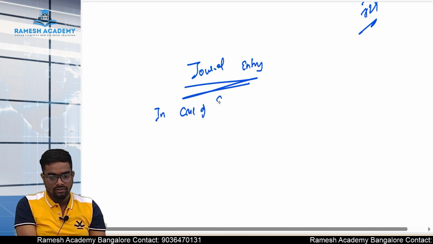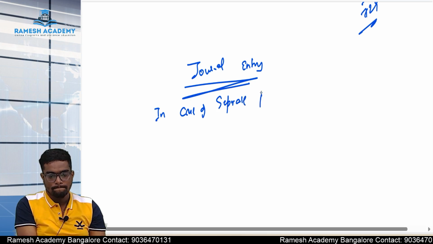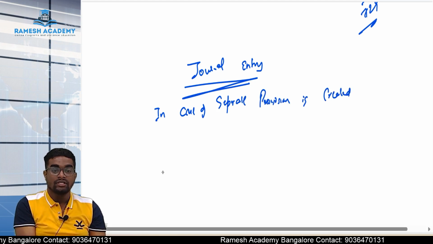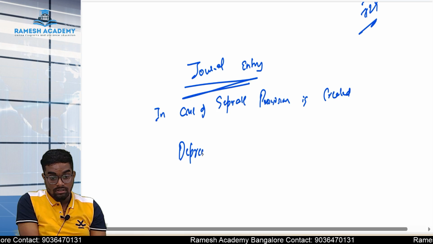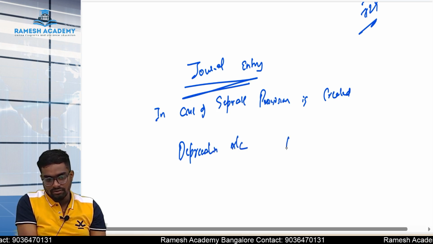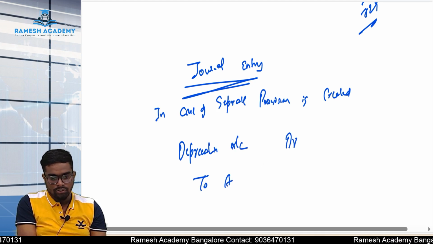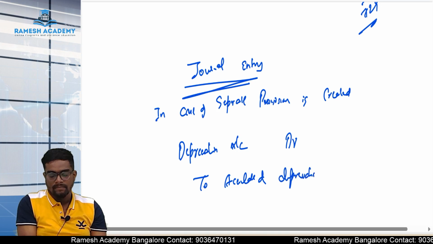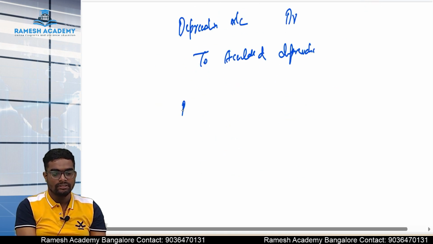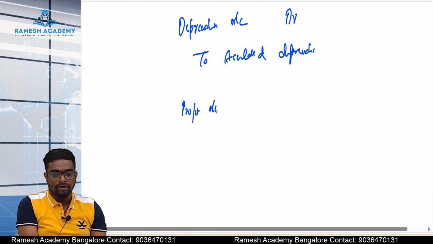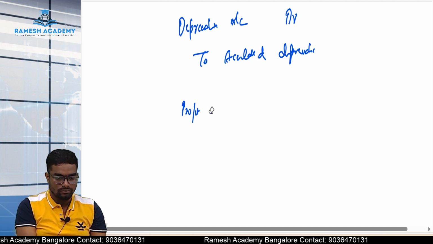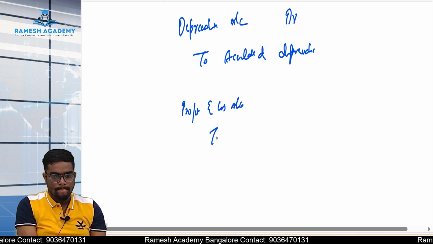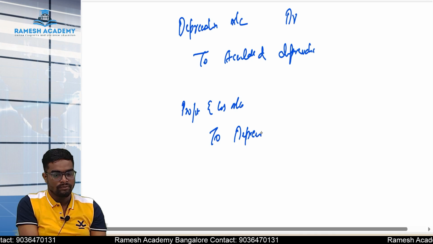Now, in case a separate provision is created, depreciation is an expense, debit all expenses. It's a nominal account. Depreciation to accumulated depreciation. So this is a liability which we create, and depreciation will be transferred to profit and loss account. So profit and loss account to depreciation. So depreciation will be cleared.